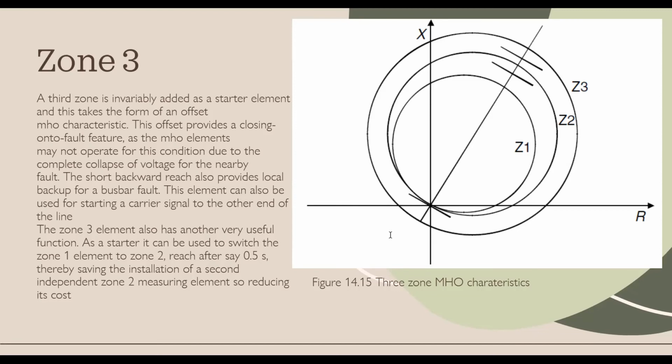The zone 3 element also has a very useful function. As a starter, it can be used to switch the zone 1 element to zone 2, which after say 0.5 seconds, thereby saving the installation of a second independent zone 2 measuring element, so reducing its cost.